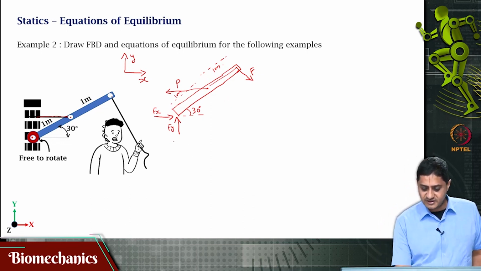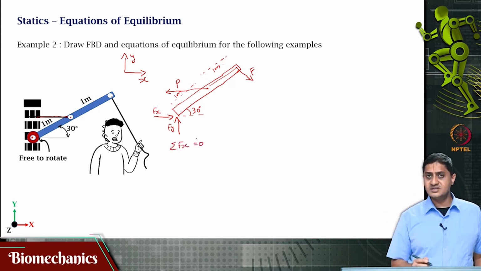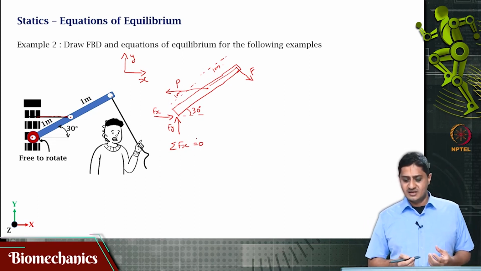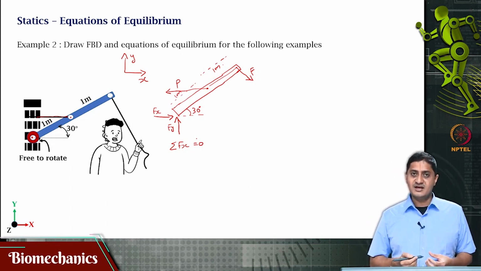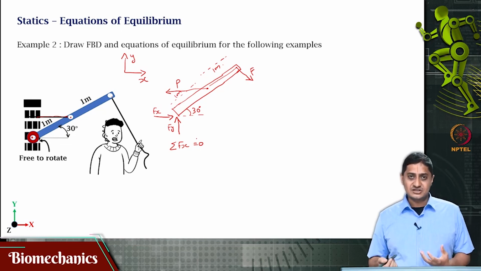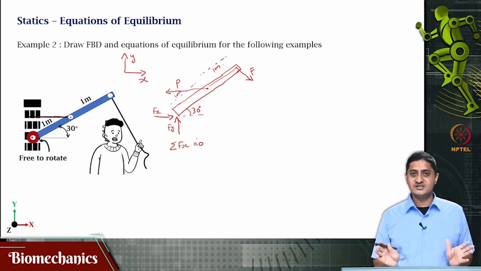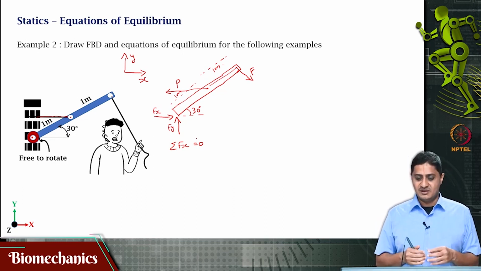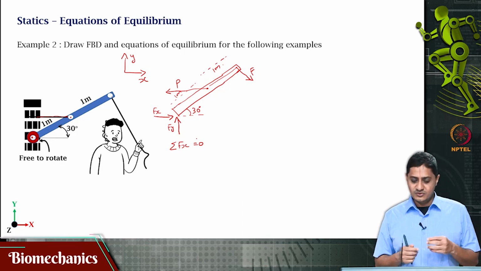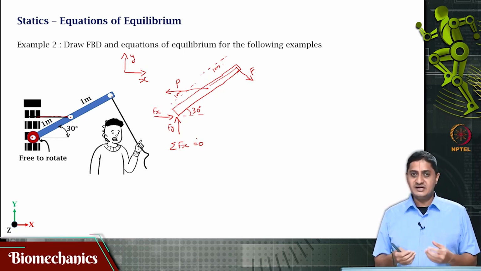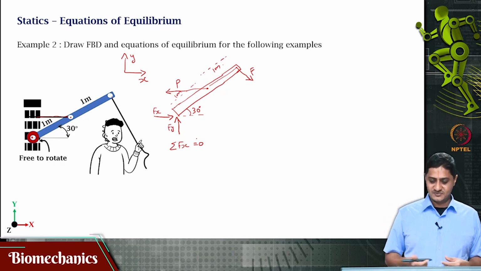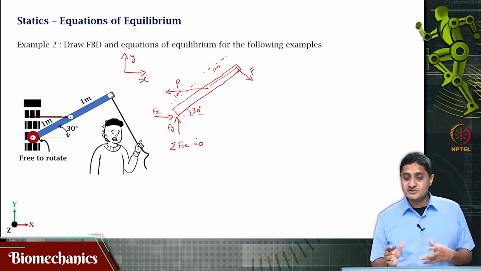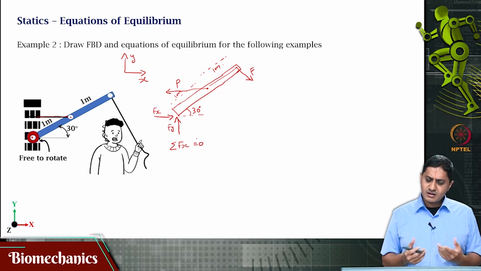Now, let us write out the equations of static equilibrium. Remember what we said: sigma Fx equal to 0. How do I know this? Because this object, this beam, does not have acceleration in the x direction. That means that the sum of all the forces in the x direction is 0. At the expense of repeating, I am saying this because when you repeat this and learn it many times, you will be able to remember this. So, the sum of all the forces in the x direction is 0. What are all the forces in the x direction? Let us write them out one by one.